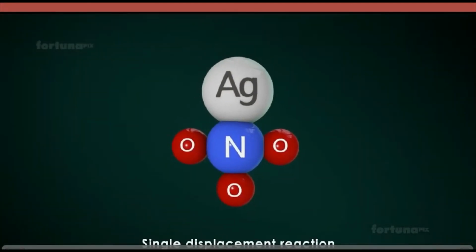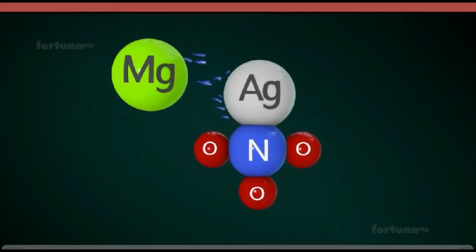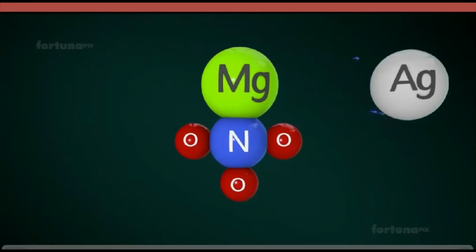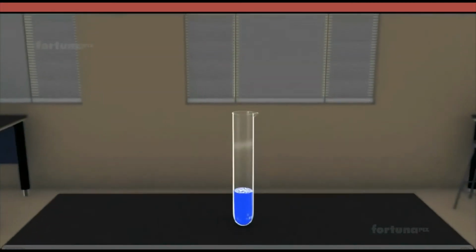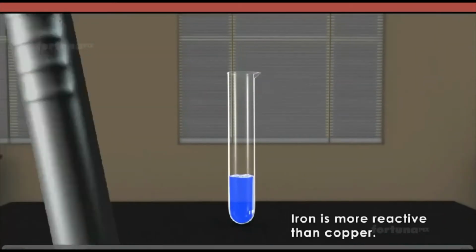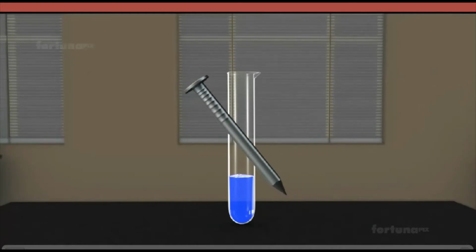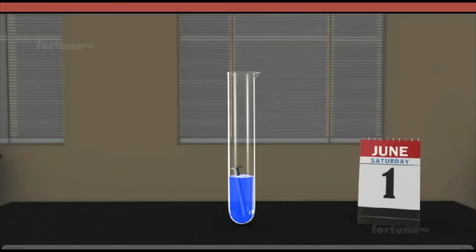A single displacement reaction is a chemical reaction during which a more reactive element will displace a less reactive element from its compound. For example, iron is more reactive than copper. We can test this by placing an iron nail in a test tube filled with copper sulfate solution and leave the setup for about a week.